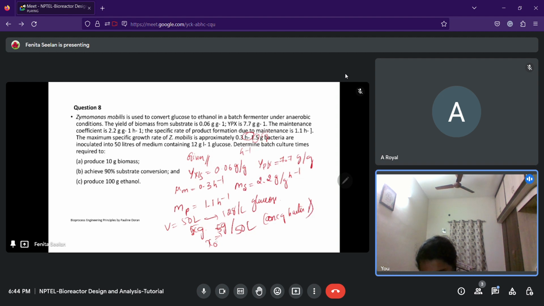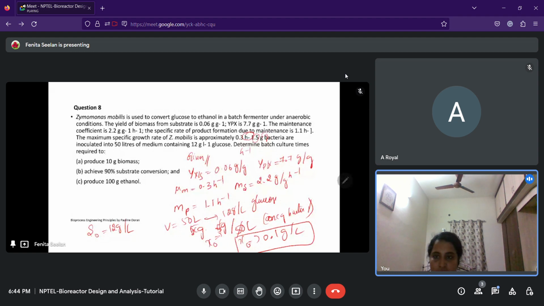Yes, we can find it from here, which is 0.1 grams per liter. So we can find X naught equal to 0.1 grams per liter, and it is given that your solution contains glucose 12 grams per liter. So S naught, your substrate, is glucose, right? Glucose is going to be converted to ethanol by the bacteria. So S naught is 12 grams per liter. These are the things which are given there.